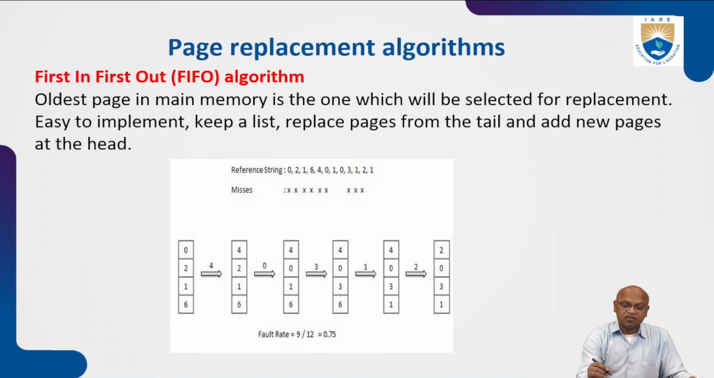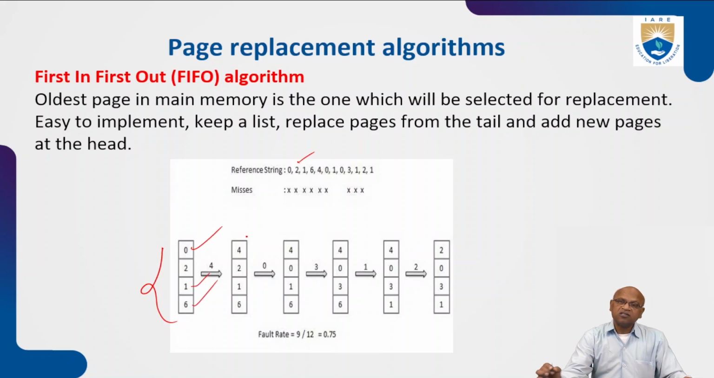So this is our reference string for executing any program. 0 2 1 6 4 0 1 1 0 2 1 2 1 is the sequence of pages required. Suppose, starting, 0 is loaded. This is the RAM capacity: only 4 frames are available, all empty. Initially 0 is occupied, then 2 is occupied, 1 is occupied, and 6 is occupied. So this is the first.